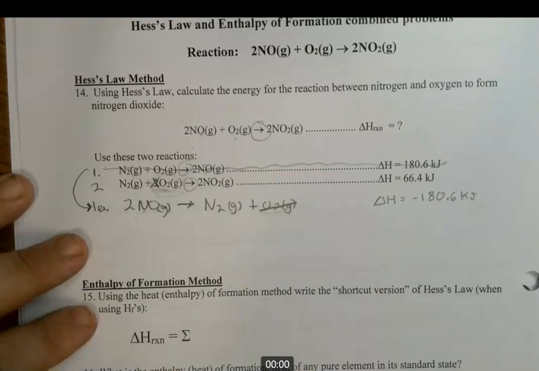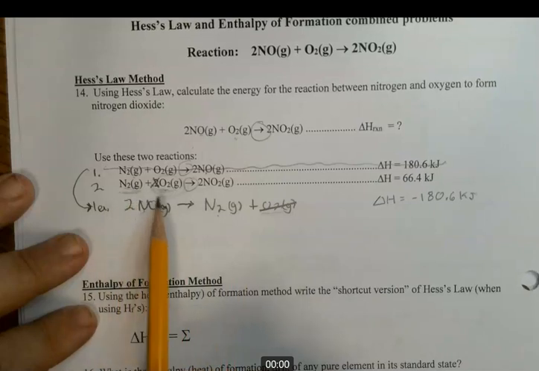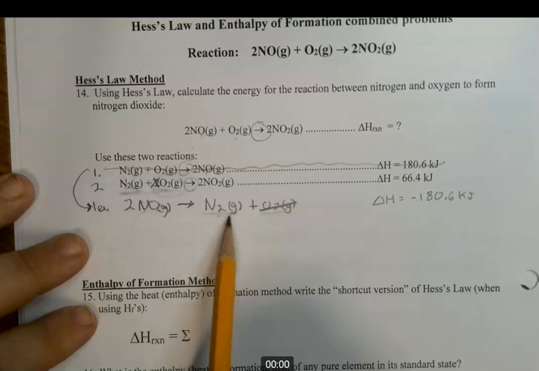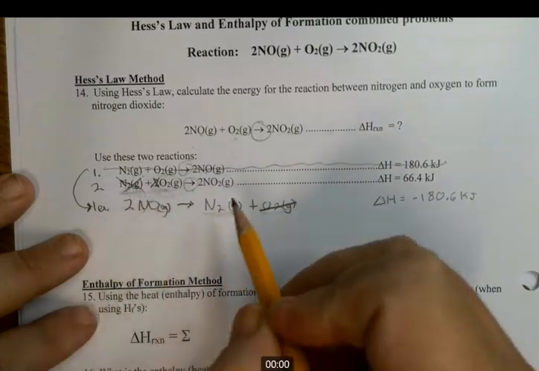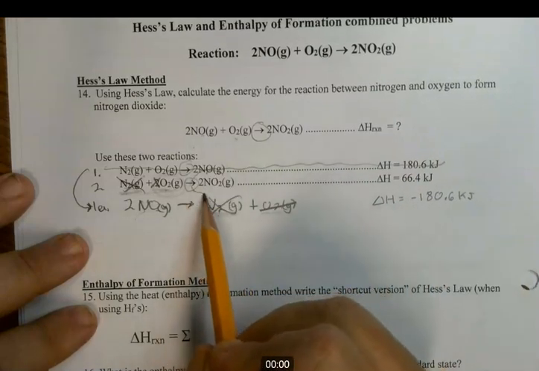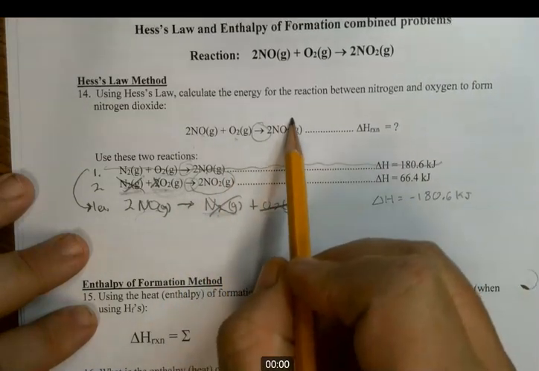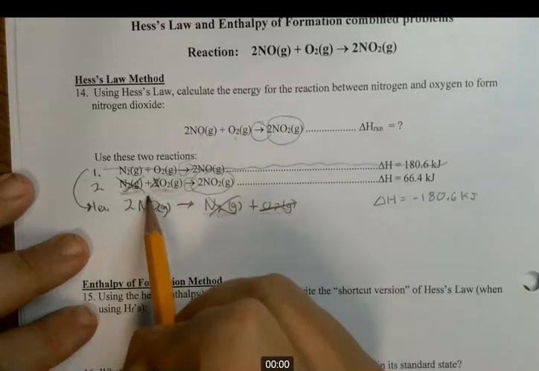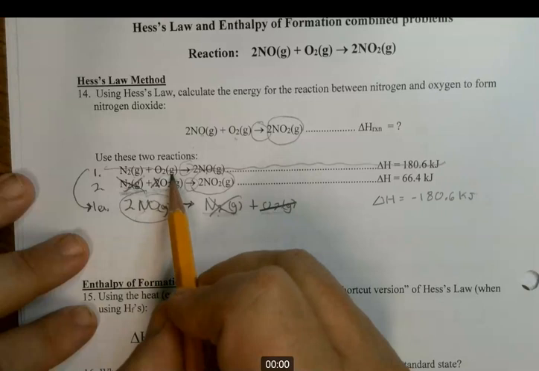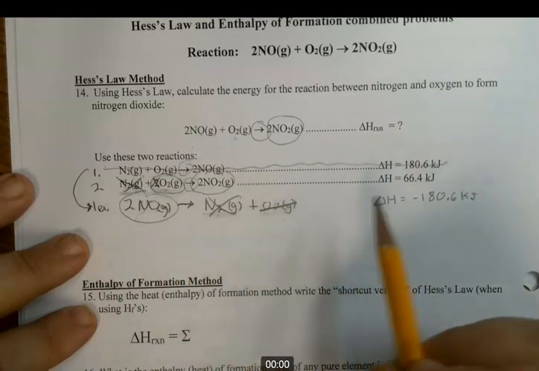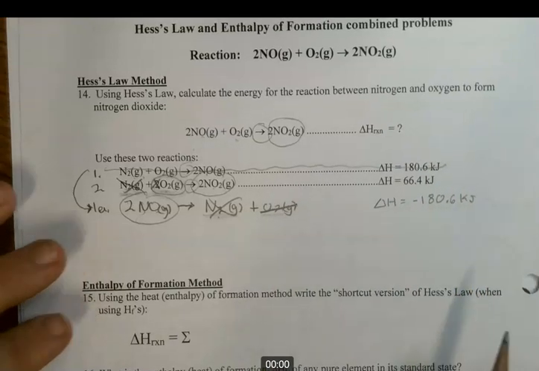And finally, the other thing we have is N2 gas right here on the left-hand side of this arrow, and N2 gas here on the right-hand side, so those two are going to cancel out. The only thing left after all this is the 2NO2 on the right-hand side of the arrow, which matches up with this. So we have 2NO on the left, we have O2 on the left, and we have 2NO2 on the right. So we've got everything in place.